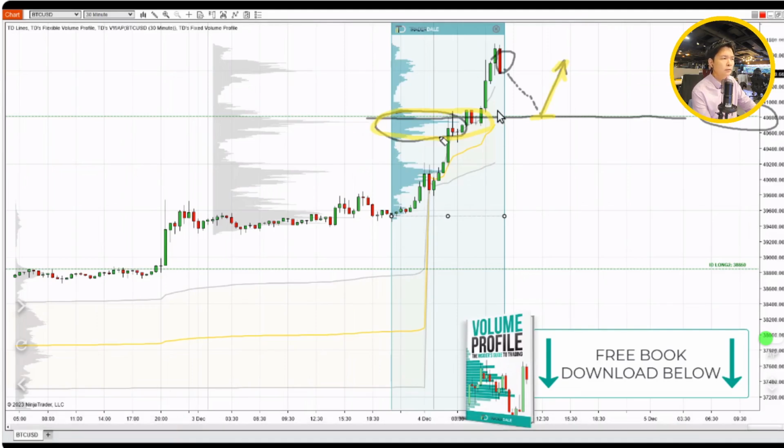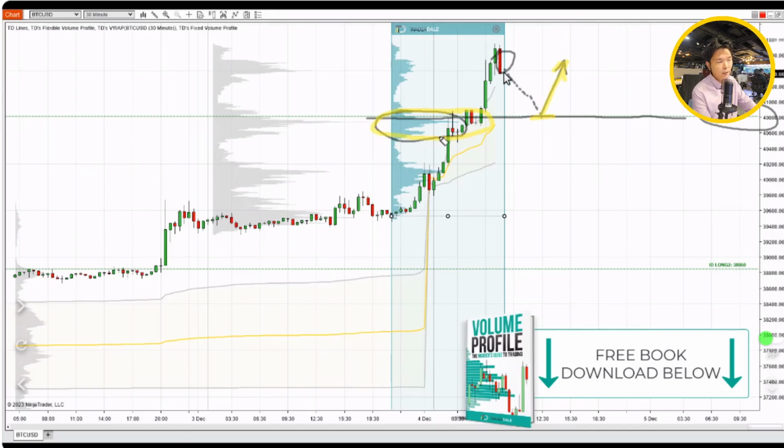So basically his idea is that when you have accumulation of volume at a certain price, this serves as a level of support and resistance. In this case, in this specific scenario, it serves as support.